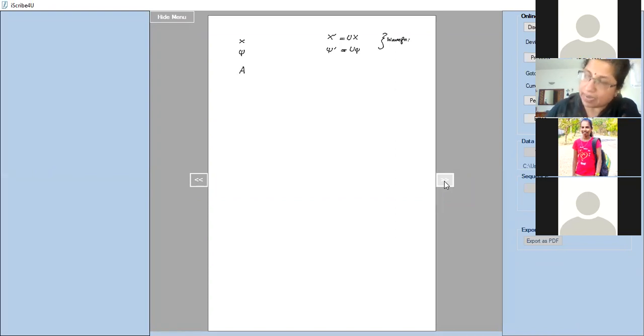You have an operator A, and x is equal to A psi. Here your equivalent is an operator A prime, and we know that x prime should be equal to A prime psi prime. And what I asked was the question: what is the relation between A and A prime? Okay, this is the question that I'm asking.